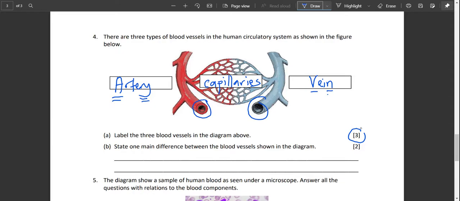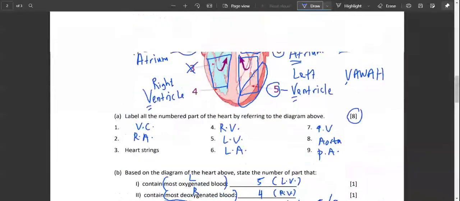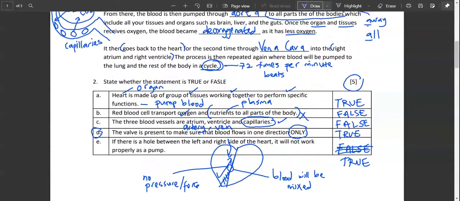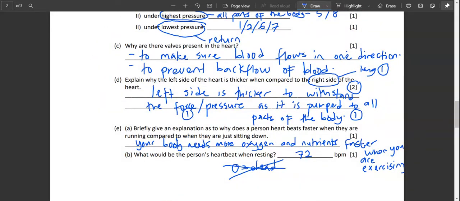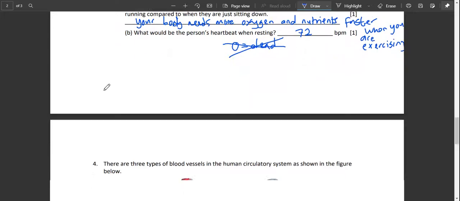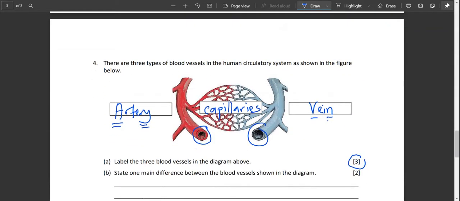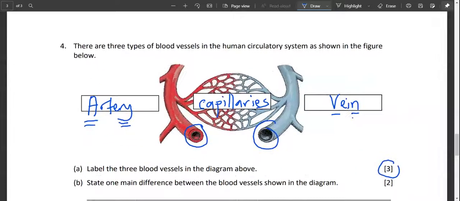If you write down atrium and ventricle, it's wrong. I did it here on purpose to confuse you. Three blood vessels are not atrium and ventricle and capillaries, and some students do get tricked with that one. It could also happen in SPE, that's why I want you to really know the keywords there.